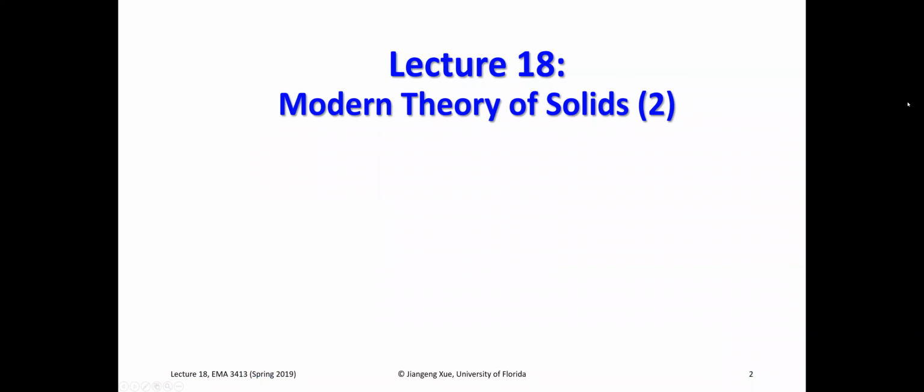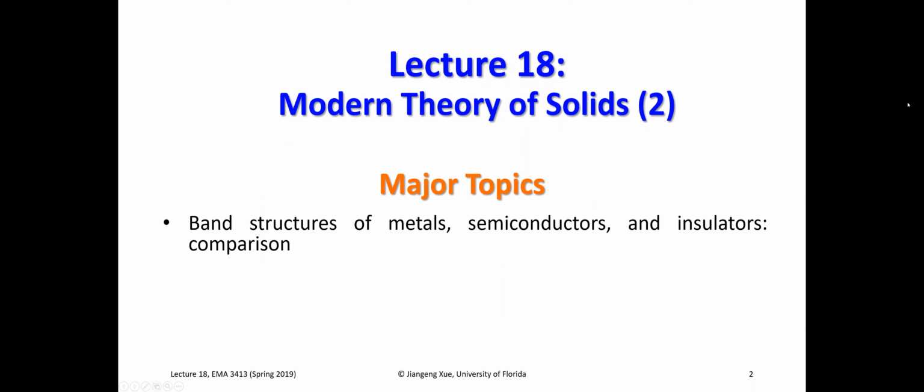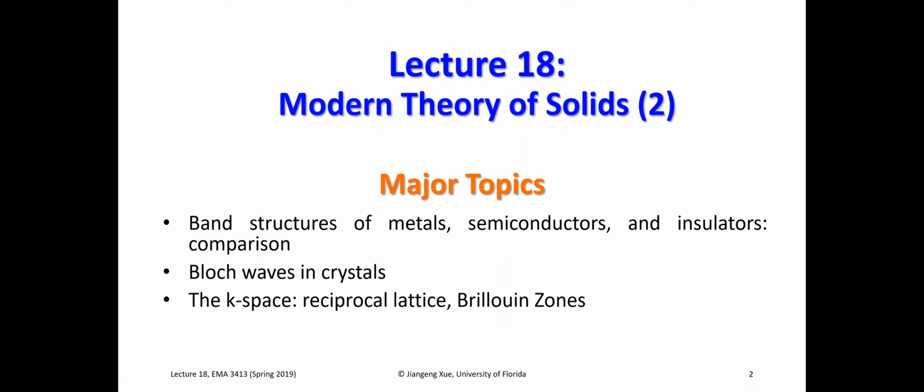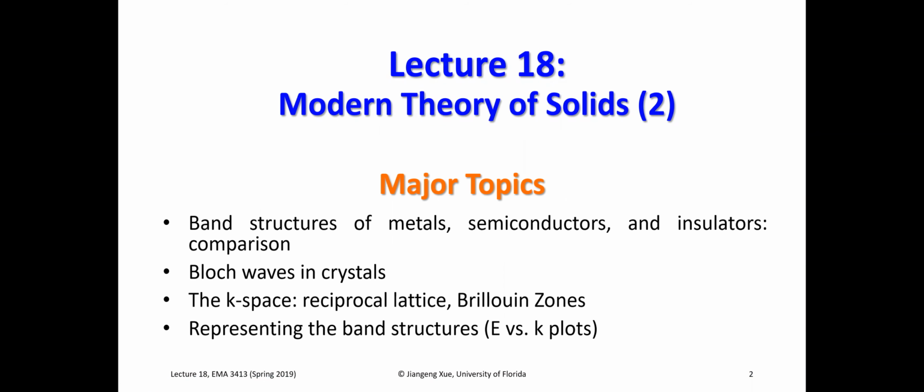Lecture 18 is our second lecture on modern theory of solids. In this lecture, we talk about the band structures of metals, semiconductors, and insulators. We talk about the Bloch waves and the K-space, and then how we represent the band structures.